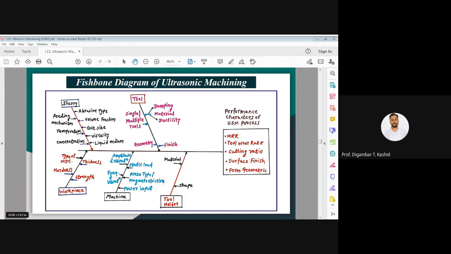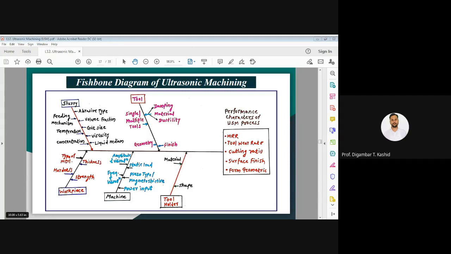On the other hand, we have the different process parameters which will affect the performance. So let us discuss one by one. This fishbone diagram shows that you have various parameters which affect the performance of the ultrasonic machining process. In the first parameter, if you consider the slurry, what affects the performance of this USM process?